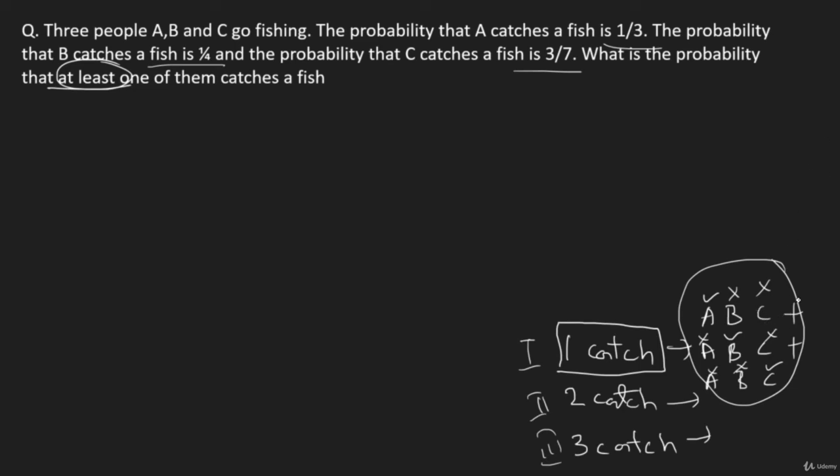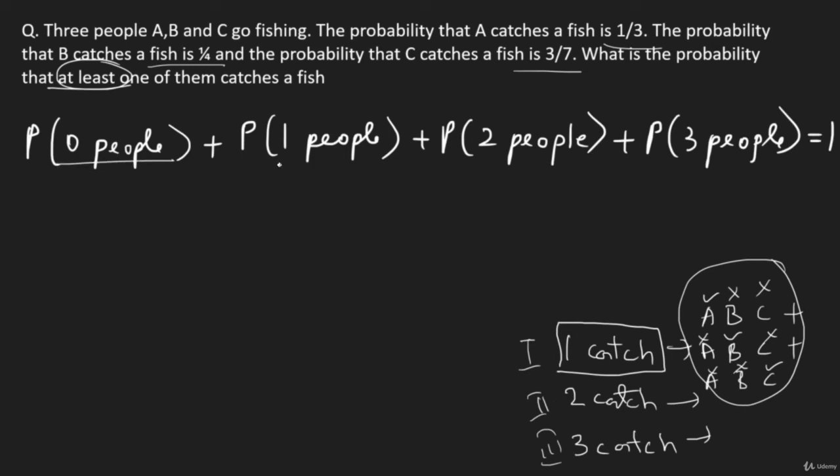An easier method would be using the concept of exhaustive events. We know that all the possible events are either 0 people catching a fish, exactly 1 person catching a fish, exactly 2 people catching a fish, or exactly 3 people catching a fish. That's all the possibilities, right? Therefore, these 4 events are a set of exhaustive events. That's why the probability of 0 people catching a fish plus the probability of 1 person catching a fish plus the probability of 2 people catching a fish plus the probability of 3 people catching a fish is equal to 1, because these are exhaustive events, right?